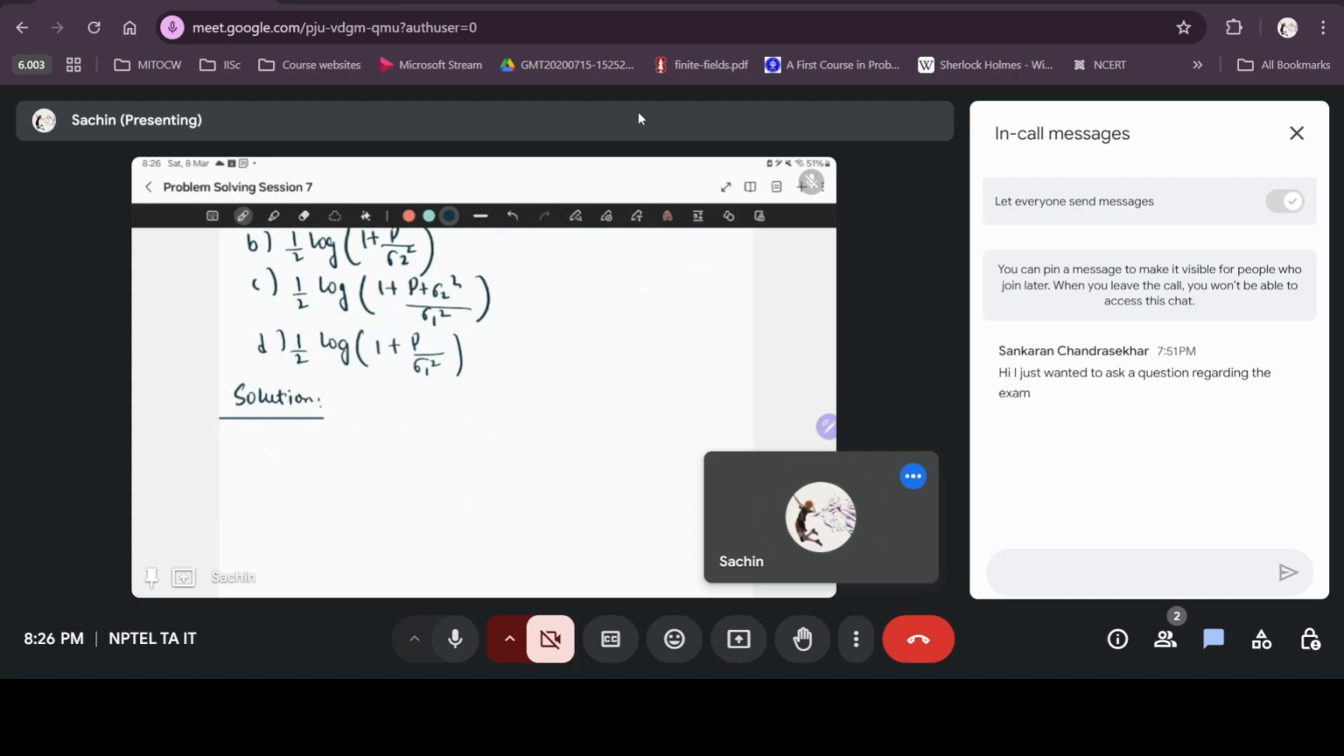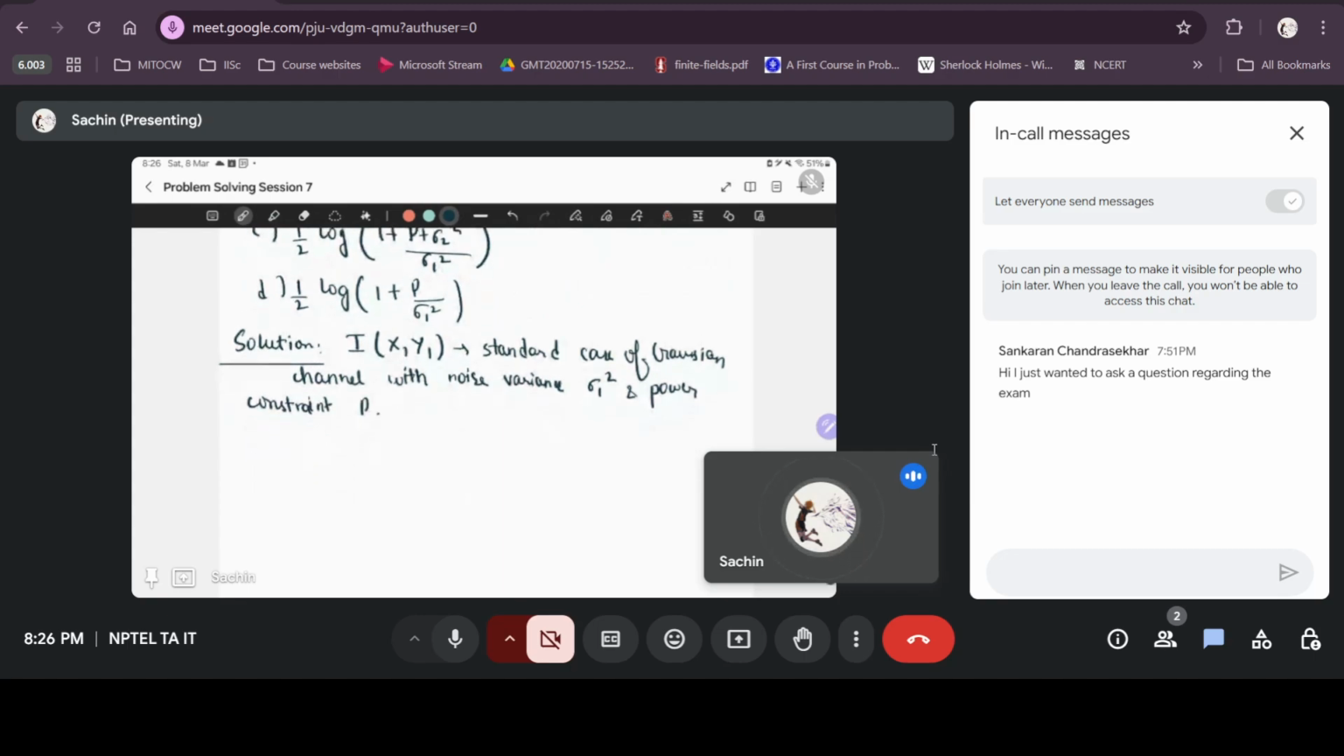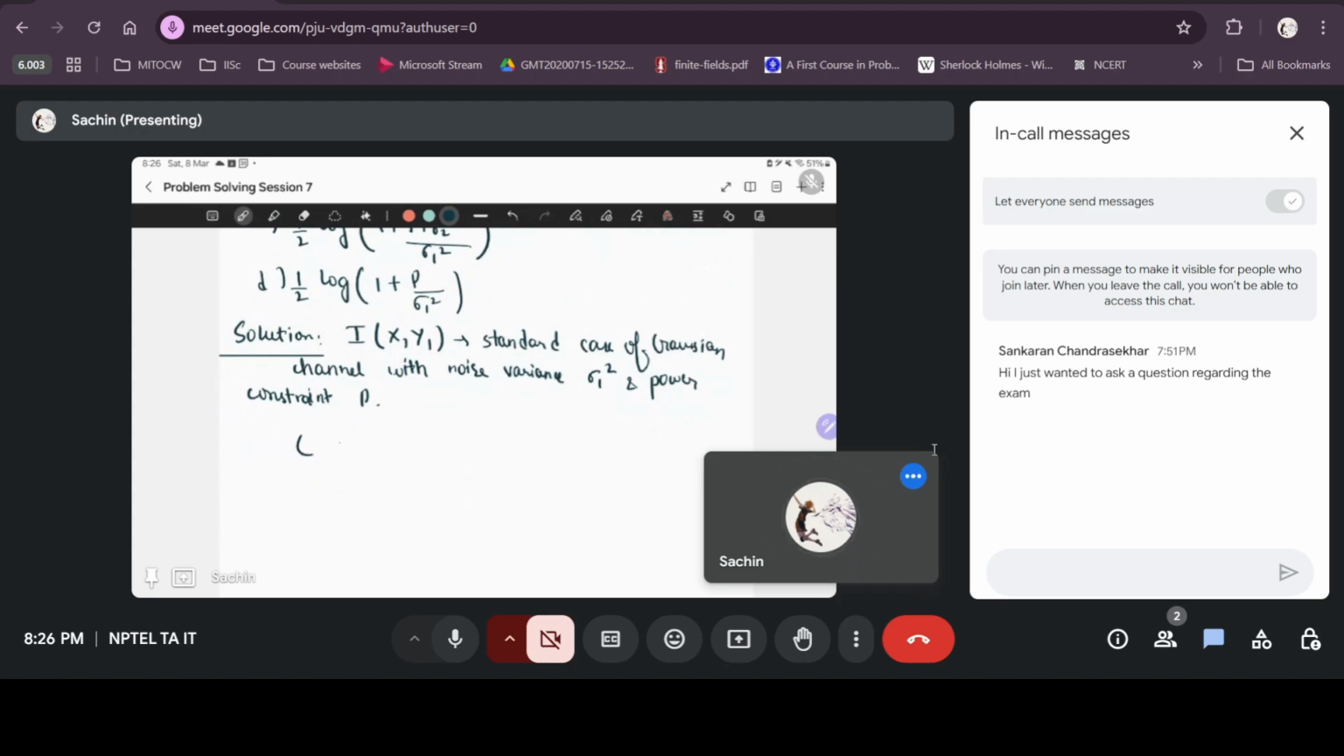And the solution is straightforward. I(X;Y1) is the standard case of a Gaussian channel with noise variance sigma 1 square and power constraint P. So the capacity is just half log of 1 plus P over sigma 1 square.